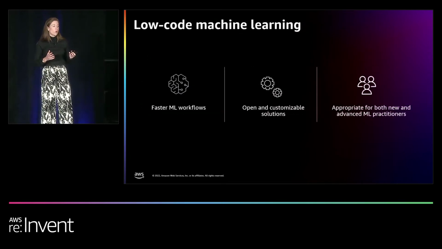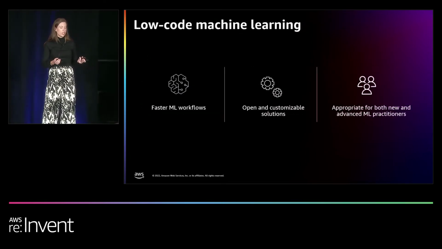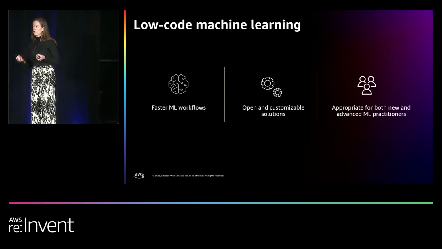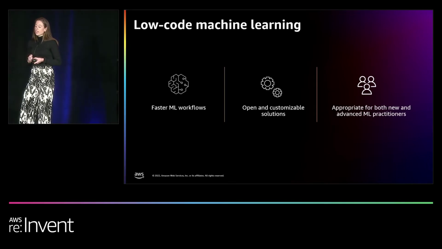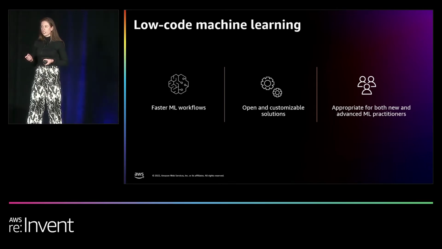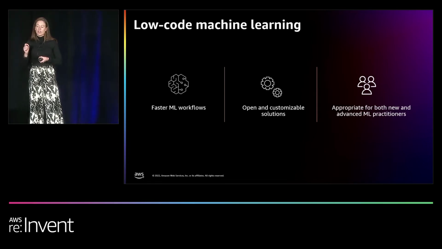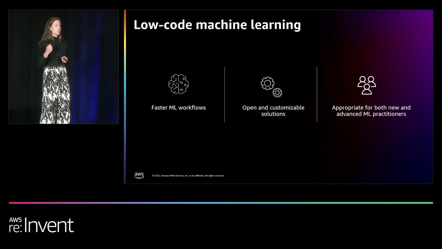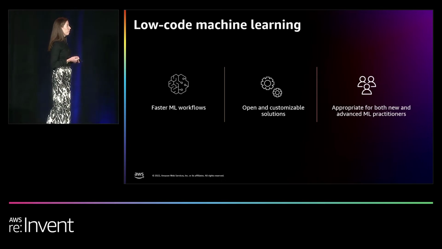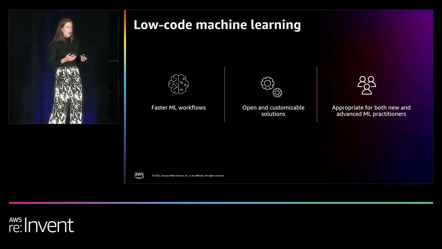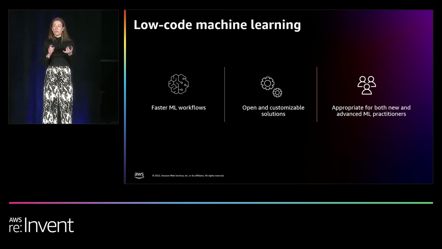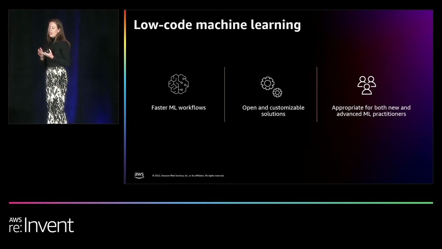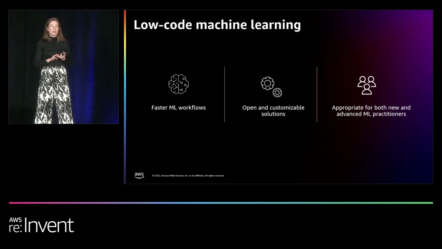And this is where low-code machine learning comes in. So the whole goal of low-code machine learning is to make your ML practitioners more productive while preserving the flexibility and the visibility into the solutions that they are building. So how do we accelerate your ML workflow? We do so by removing the need to write boilerplate code, by automating the experimentation, and by offering pre-built capabilities that you can deploy quickly.